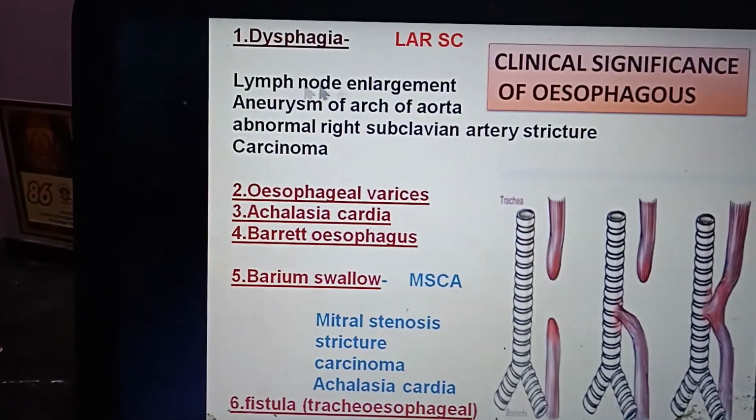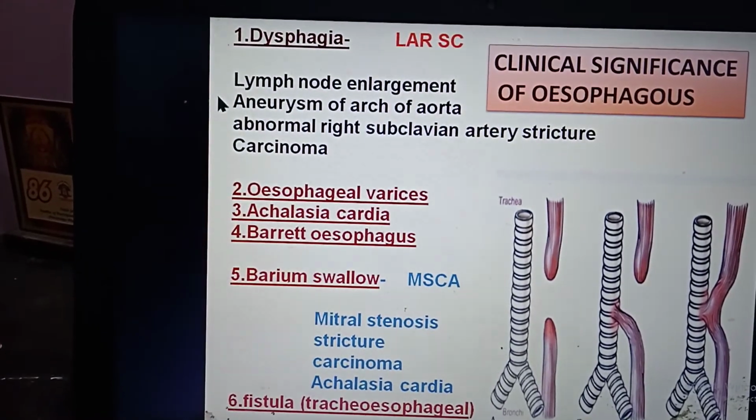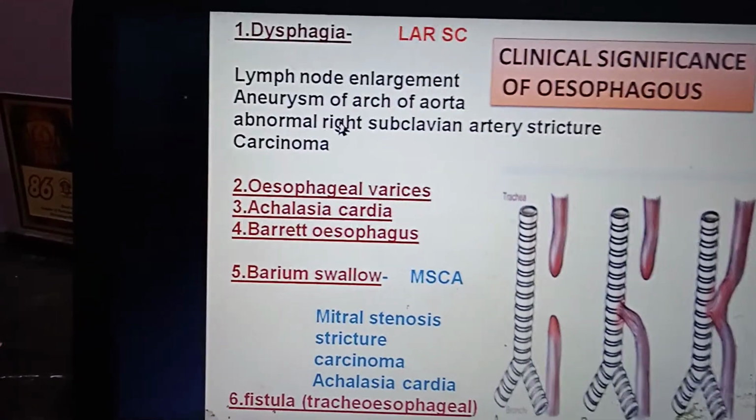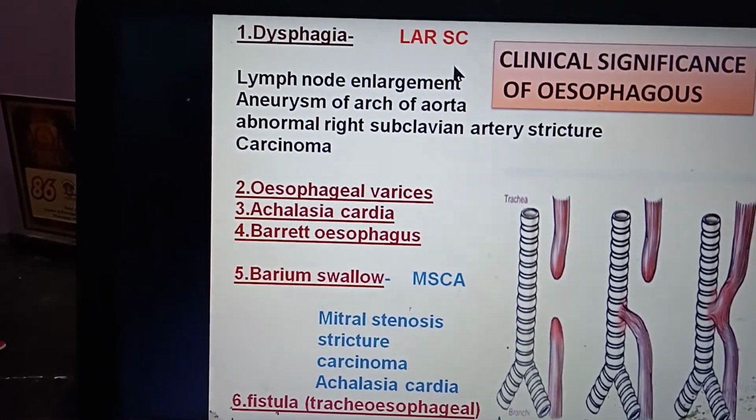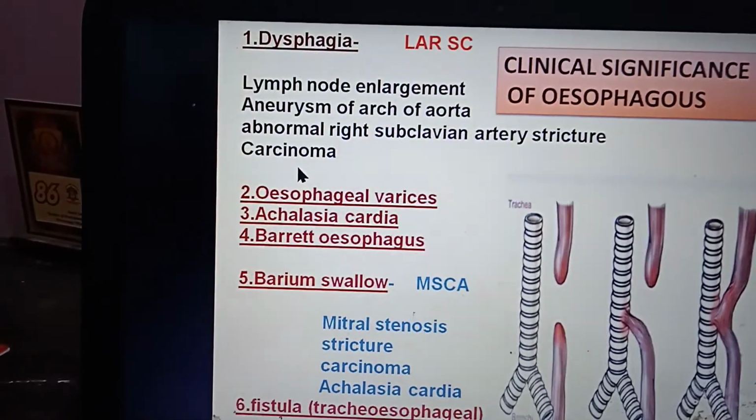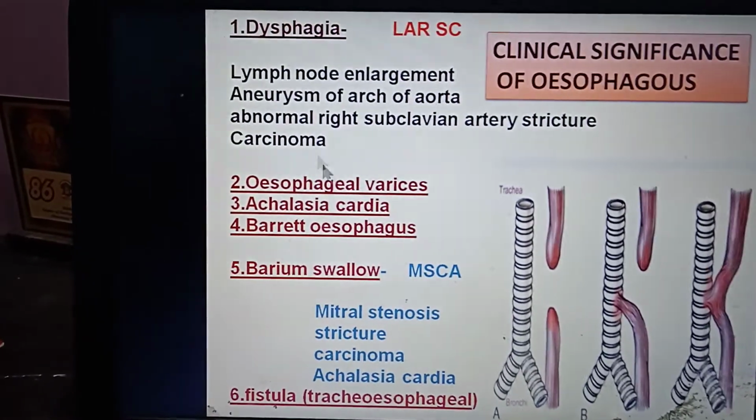That is the lymph node enlargement. A for aneurysm of arch of aorta. R for right subclavian artery, abnormal right subclavian artery. S for stricture and C for carcinoma. These are the causes of dysphagia.